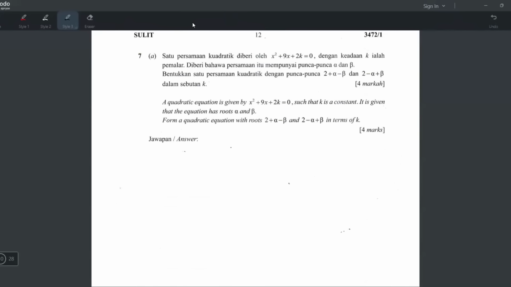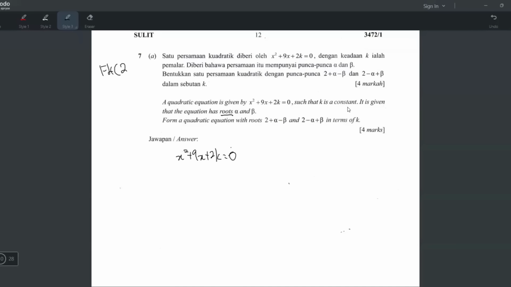Okay, number 7. What chapter is this? I see alpha, beta. I see roots. Okay, this one is from Form 4, chapter 2, the quadratic chapter. Okay, let's read the question. A quadratic equation is given by x squared plus 9x plus 2k equals 0. So this equation is already arranged in general form. Okay, it's already in general form.